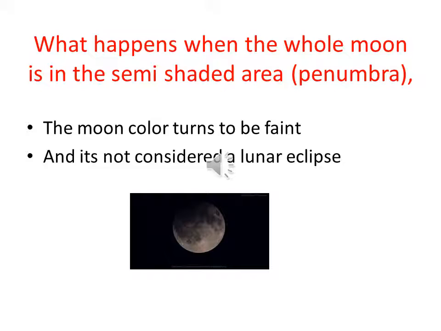But what happens when the whole moon is in the semi-shaded area or in penumbra area? In this case, the moon color turns faint. But this is not considered an eclipse. Only the color of the moon changes to a faint color.